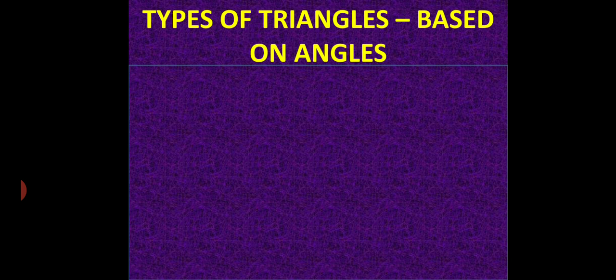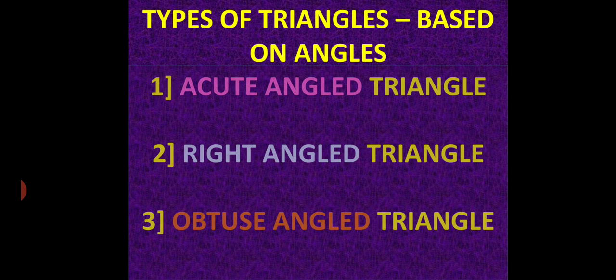In today's video, we move ahead in learning the types of triangles based on angles. So, the types of triangles based on angles are as follows. The first one is named as an acute angled triangle. The second one is named as a right angled triangle. And the third one is named as an obtuse angled triangle.